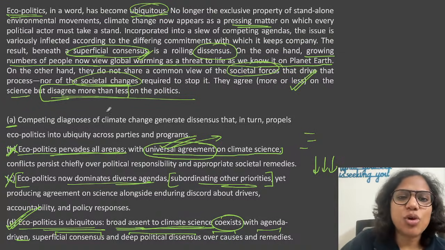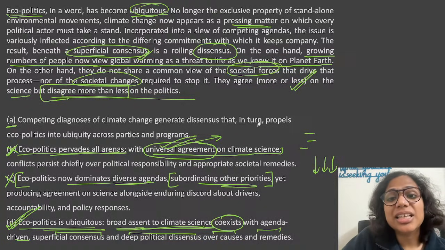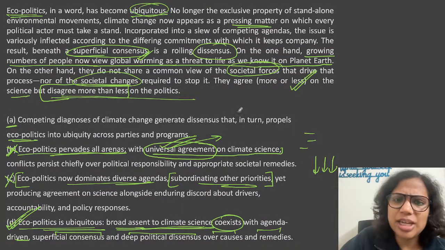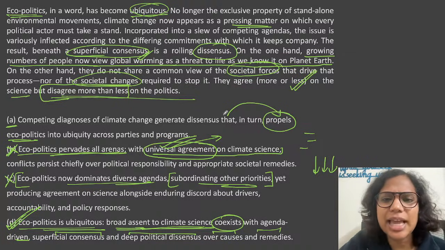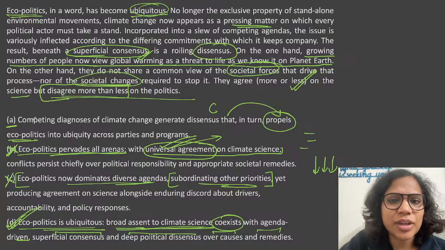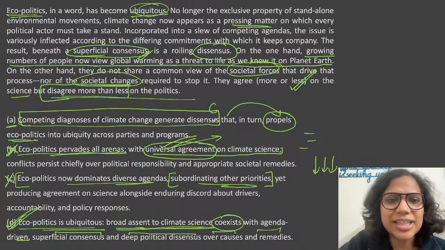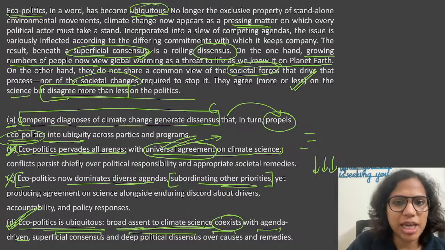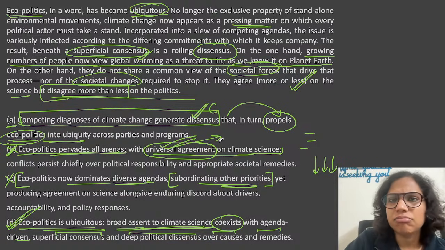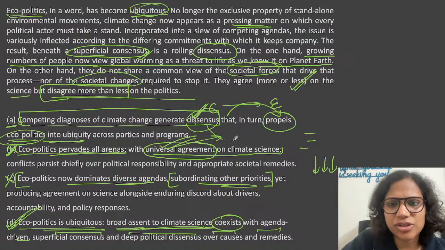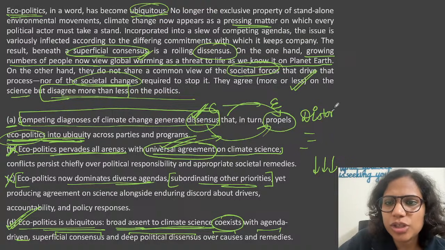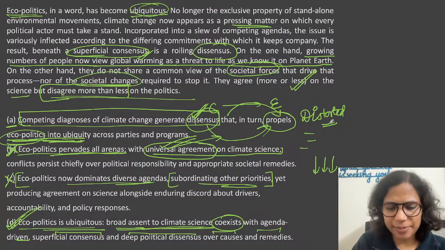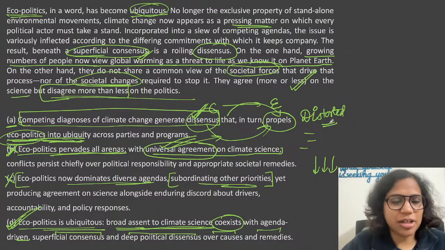Competing diagnoses of climate change generate dissensus that in turn propels eco-politics. This is a cause effect relationship given. When I read this, I felt they are saying that this is the cause, and this is propelling eco-politics into ubiquity. Because of this dissensus, eco-politics has now become ubiquitous. Such a cause effect relationship is not given in my paragraph, that this is the reason because of which it is now ubiquitous. So how can I assume it on my own, right? So this became distorted. Okay, and hence our answer is D.